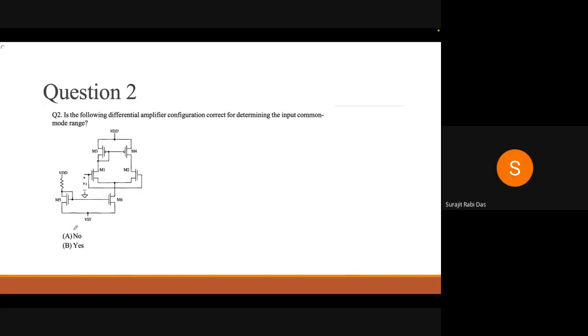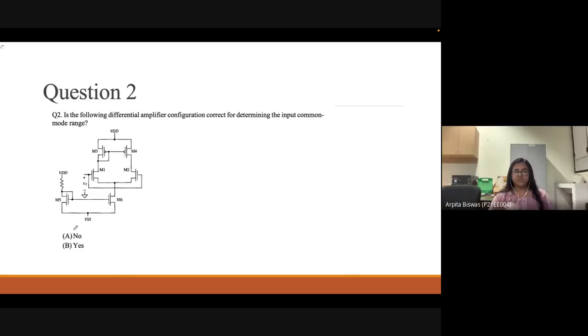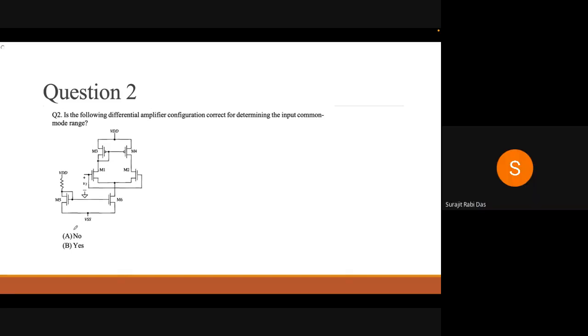I think it is correct for finding the input common mode range voltage. I am thinking that for finding the ICMR, we have to find two limits, VCM maximum and VCM minimum, for which we can apply a common mode voltage to both the inputs for properly operating the amplifier in the common mode range.